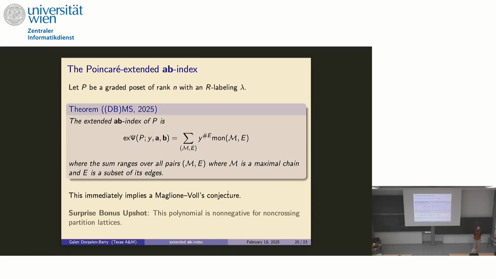This, in particular, immediately implies Maglione and Voll's conjecture. And our surprise bonus from before is that there's more posets than just geometric lattices. There are many, many more posets that admit these R labelings, and perhaps your favorite poset does too.